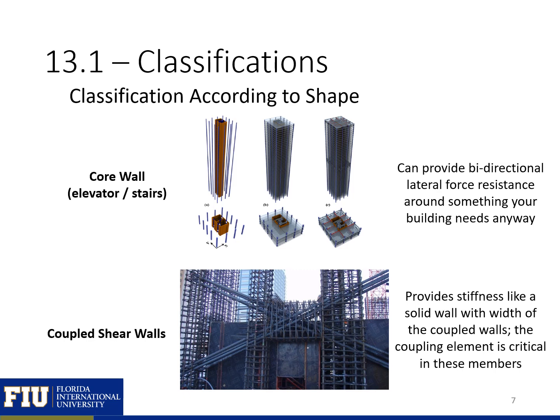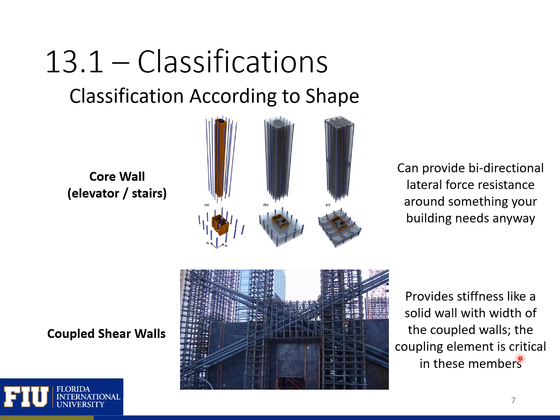On this slide, you can see more details on the core wall and coupled shear wall systems. First, the core wall. You can see the core walls here around your elevator core. And essentially, these core walls can provide bidirectional lateral force resistance, so in both directions, placing walls around something you need to build anyway. So that's why this is one of the more common systems.